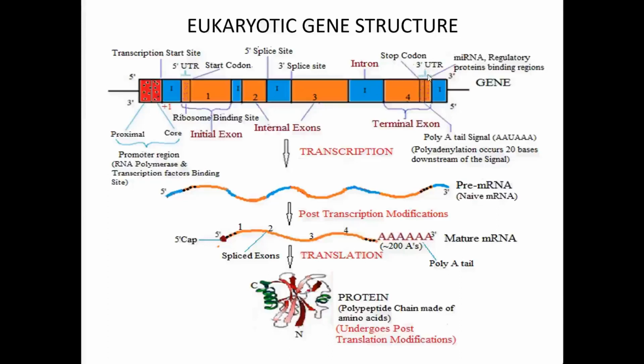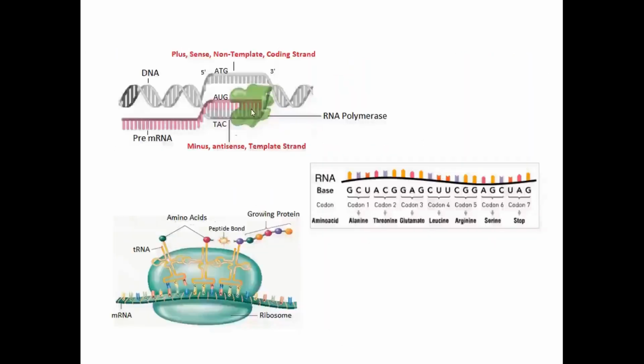Next is the 3-UTR region. Here you have the poly A tail signal sequence as well as termination signals for translation and the binding regions for miRNA and regulatory proteins. So this is the process of transcription, where RNA polymerase binds to a DNA strand and forms mRNA. Here, the strand from which the mRNA is formed is called the template strand. It is also called the minus strand or the antisense strand. And the DNA strand opposite to it is called the non-template strand, and it is called the plus strand, sense strand and coding strand.